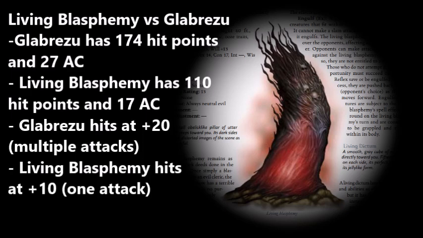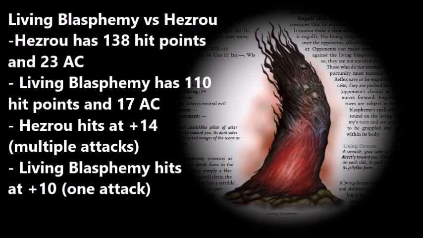The Glabrezu hits at plus 20 instead of plus 10 with multiple attacks, whereas the Living Blasphemy only gets one. The Hezrou, at 2 levels lower in terms of challenge rating, has a 23 armor class and 138 hit points, and it can cast Blasphemy 3 times per day, not even needing to hit with a melee attack to do so. And both of these demons come with the ability to teleport and cast other spells, while having better damage reduction and better spell resistance.